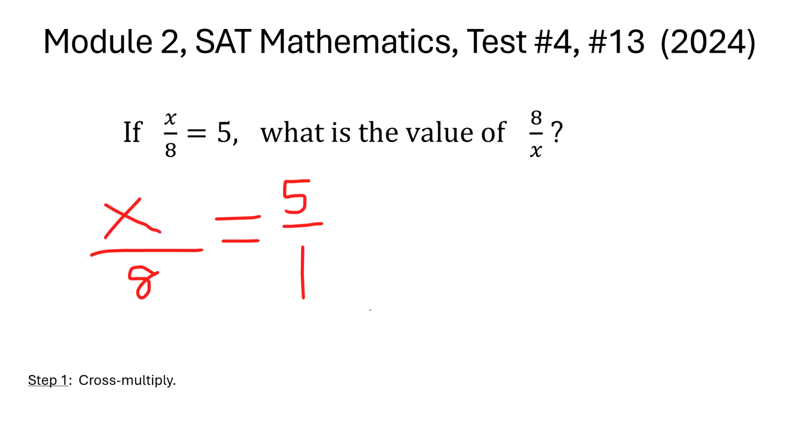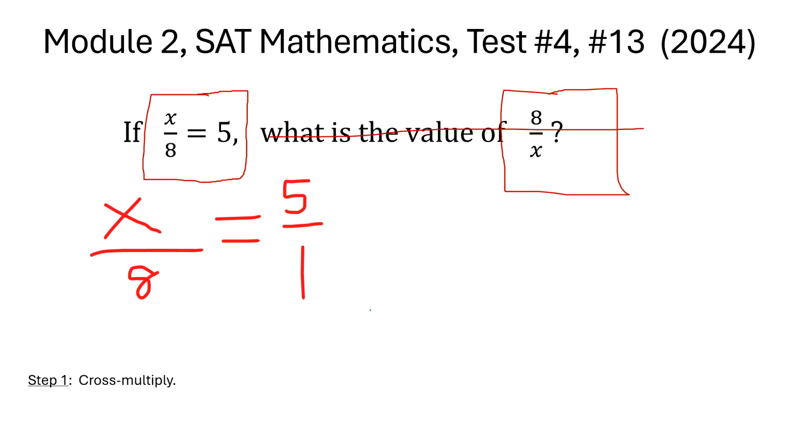Pretty simple. Except if x over 8, this is question 13 on the SAT, if x over 8 equals 5, what is the value of 8 over x? Now look, this you can see is an inverse. You have x over 8 equals 5, and then you have 8 over x, and people are like, oh God, I got to do something, I got to put the 5 here, and they start panicking. Break it down. Forget this for now and take care of the first.